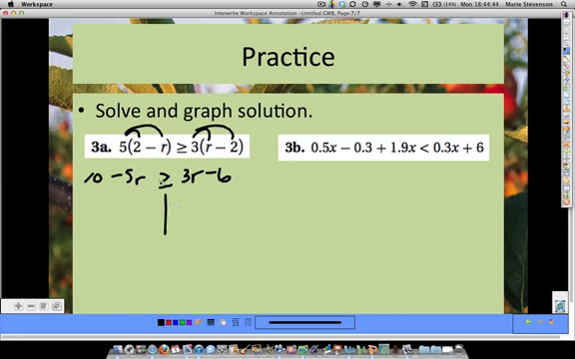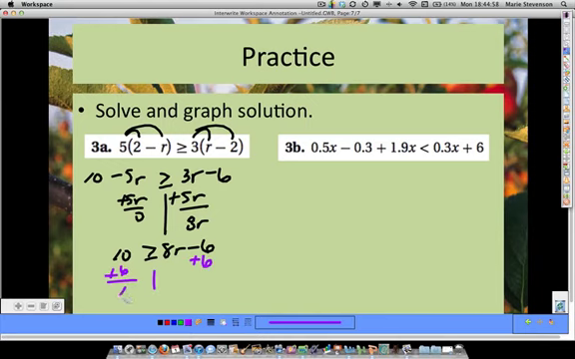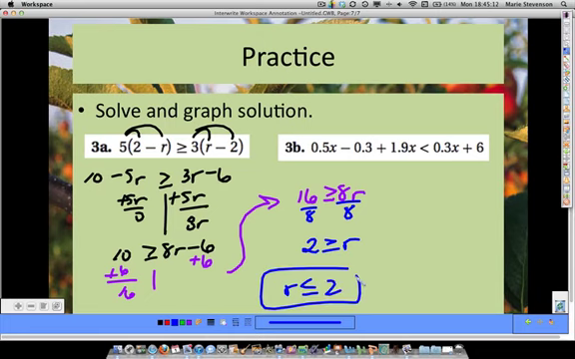Okay. All right, let's see. This is a negative 5r, so that's the one that's going to move. It's smaller. So now I have this. I'm going to move the 6. So now I have 16 greater than or equal to 8r. Divide by 8 on both sides. I get 2 greater than or equal to r. It's backwards, so I'm going to change it. And then, of course, we have our graph. Less than or equal to, so closed circle, to the left. Okay? All right. Second one.